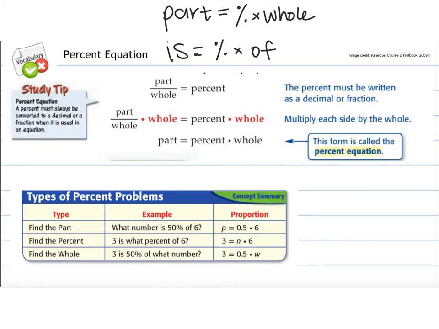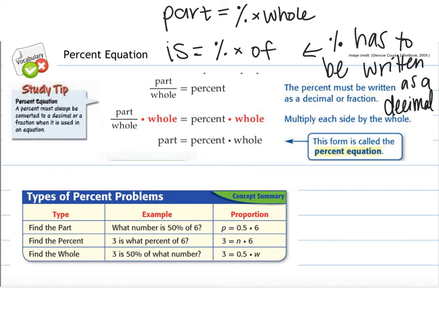Just like before with the percent proportion, you plug the parts into where they belong, so either into the percent spot or the is or the of, and then solve for your missing piece. The big thing to know with this is that the percent has to be written as a decimal.